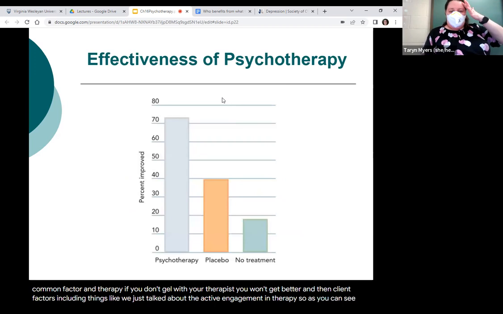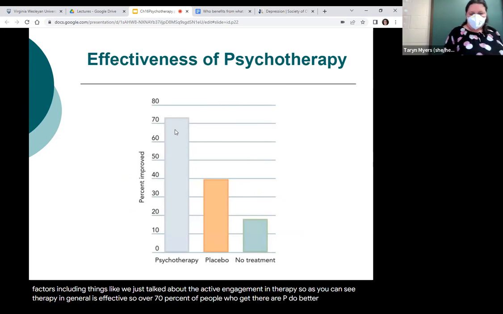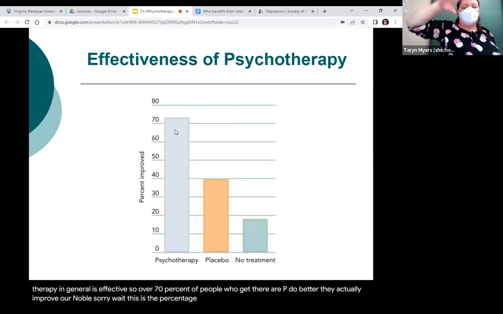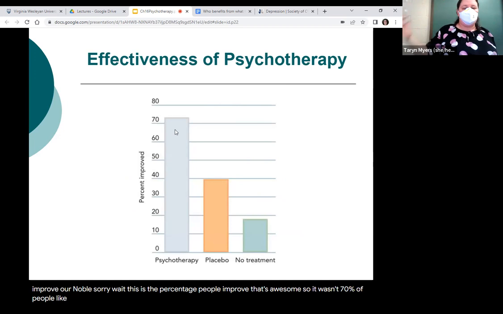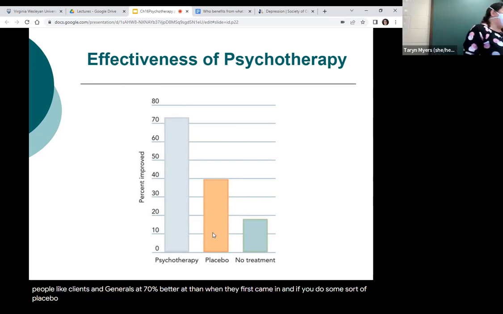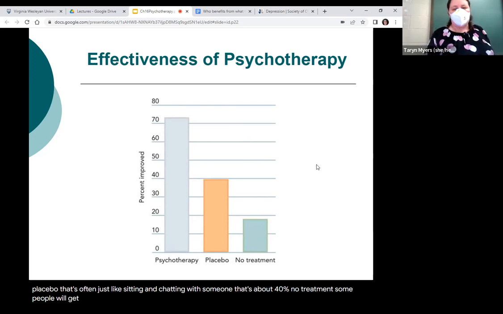So as you can see, therapy in general is effective. So over 70% of people who get therapy do better. They actually improve, or no, sorry, wait, this is the percentage people improve. That's awesome. So it wasn't 70% of people, it was that clients in general did 70% better than when they first came in. And if you do some sort of placebo, that's often just sitting and chatting with someone, that's about 40%. No treatment, some people will get better on their own, but obviously much less effective.